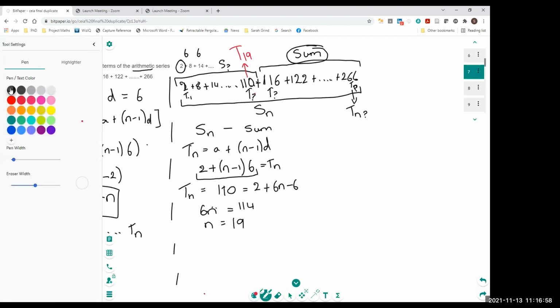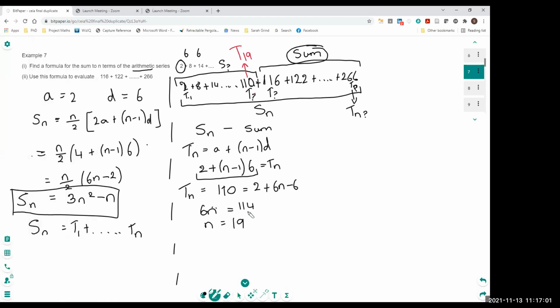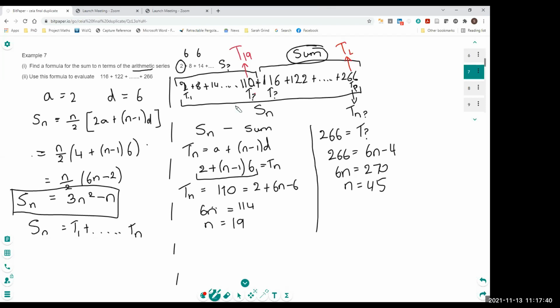And we do the same for 266. We don't know what n is. So we know that 266 is equal to 6n minus 4. Remember, the general term is 6n minus 4. So 6n is equal to 270. n is equal to 45. So now we know that the 266 is term 45.